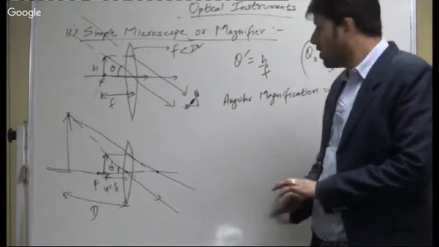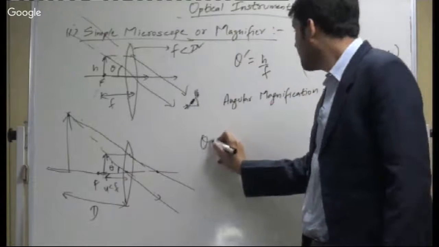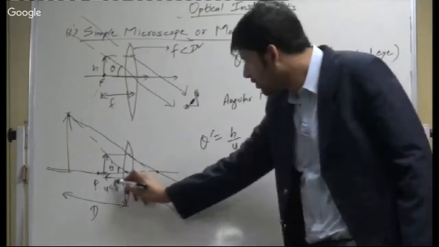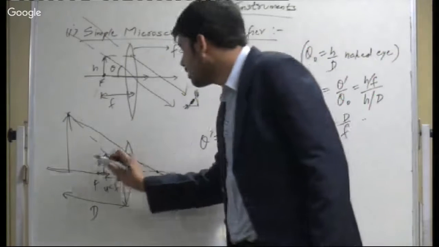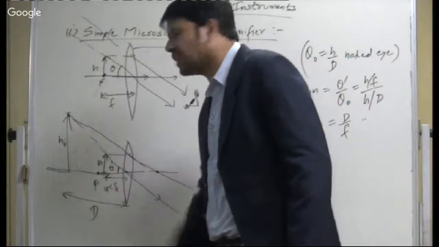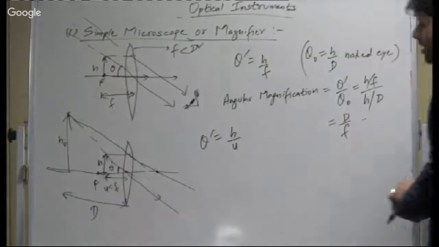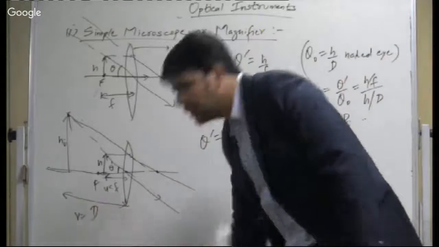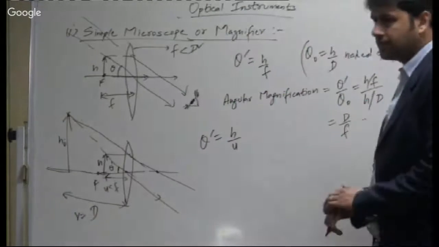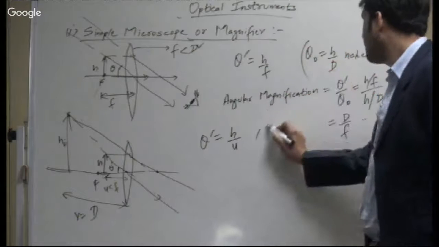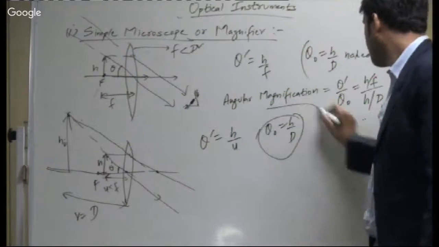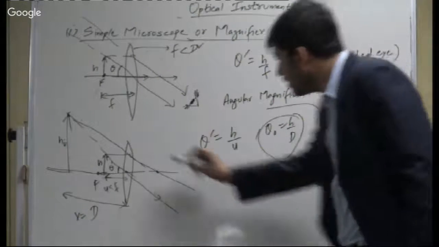Is it okay? Let's calculate the visual angle. Theta dash would be h by u. No, this time it would be u. This is h, the original size. Image has size hi, I'm not interested in hi. The image is formed at d, and we still know theta naught is h by d for naked eye. ये सेम है. ठीक है, अब जरा देखते हैं इस लेंस के लिए.